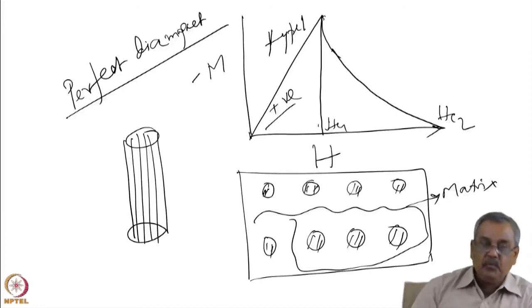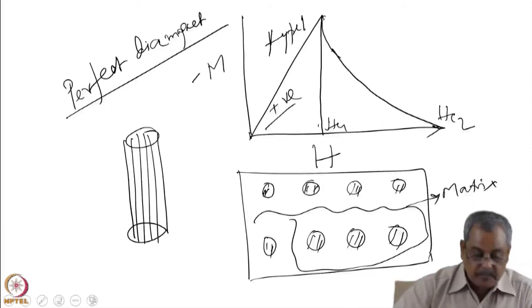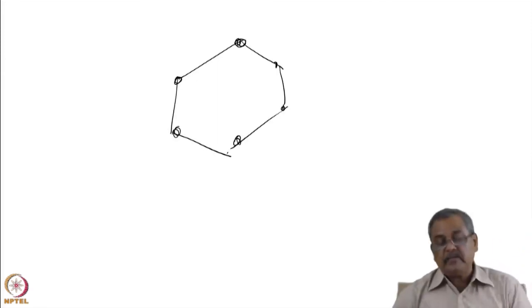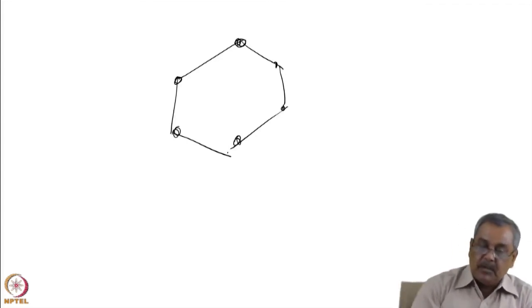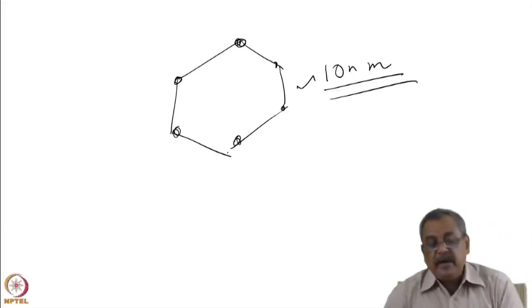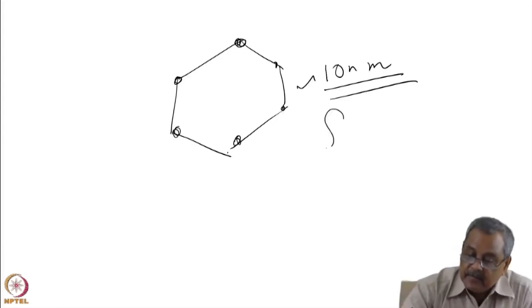So when particles are repelling each other equally, these vortices should form a hexagonal lattice. Common sense says so. So this is a hexagonal lattice. Now the length scale of this hexagonal lattice is large. Unlike a crystallographic structure, there is an ordered structure here, but the length scale is large, of the order of tens of nanometers. So even if I see a Bragg peak from this lattice, it should be at low Q. And that is where SANS becomes very important.